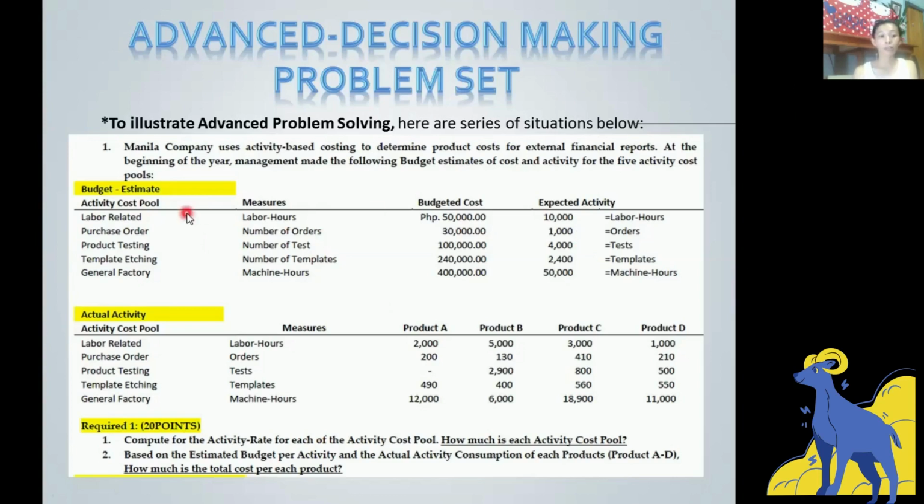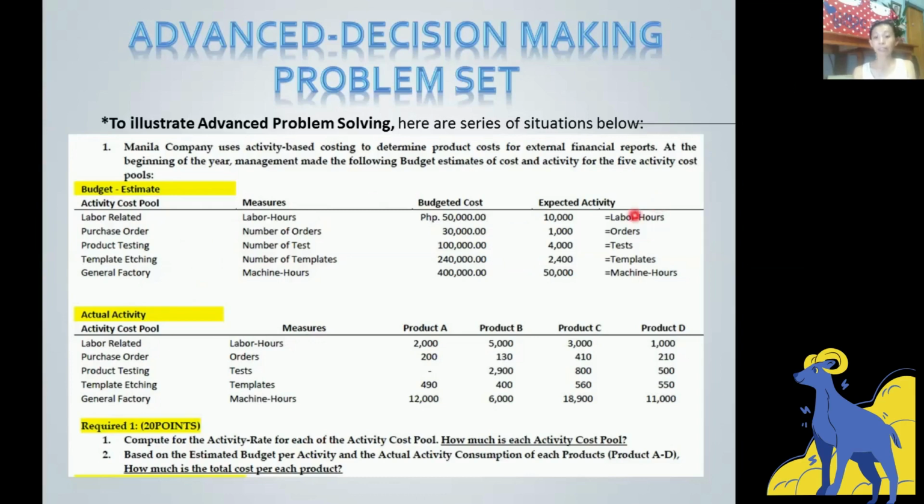So for the 5 activity cost pools, we have labor related, measured in labor hours, then purchase order, number of orders, product testing, number of tests, template etching, number of templates, and general factory, machine hours. The budgeted cost for each of the 5 activities is 50,000 pesos for labor related, 30,000 pesos for purchase order, 100,000 pesos for product testing, 240,000 pesos for template etching, and 400,000 pesos for general factory.